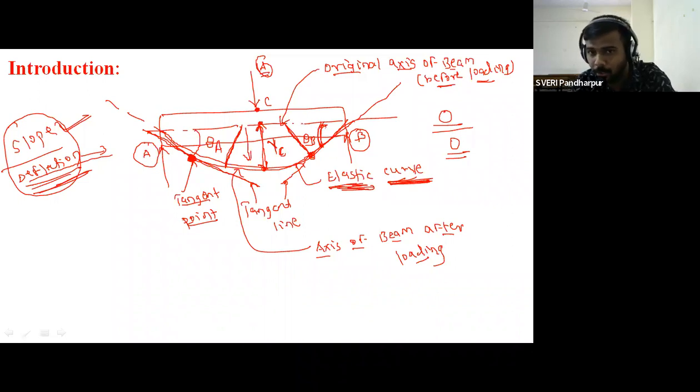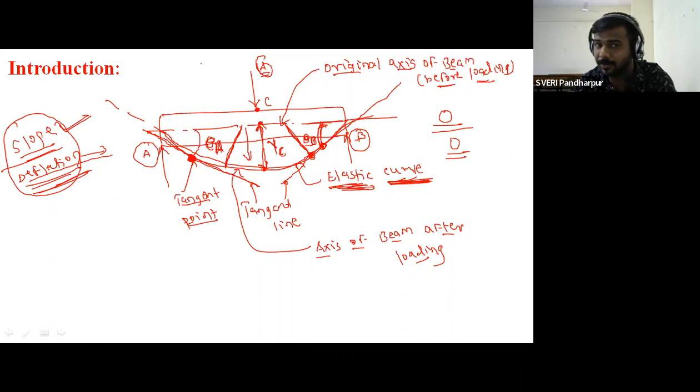Getting? The angle between this original axis and this tangent is what we have indicated as theta B and theta A, and this theta A and theta B represents the slope in the beam, which is always measured in the form of angle. Getting? So how will the slope and deflections be visible on the figure?